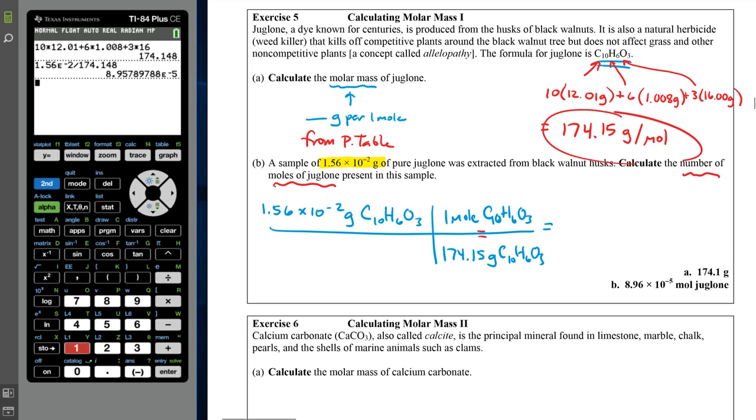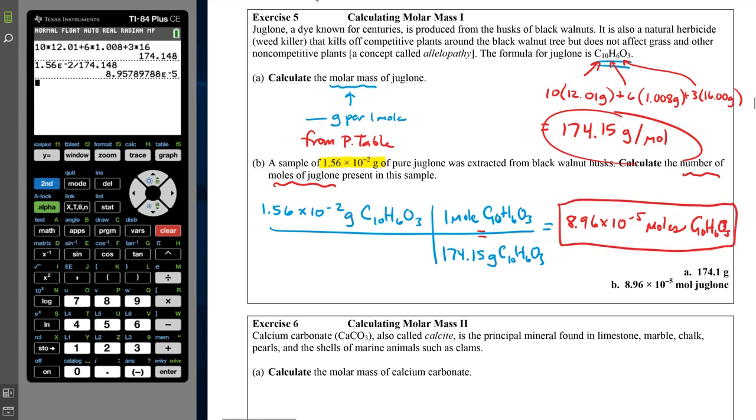Another way to do it, just so you know, this might be something that you already know about your calculator, but another way would have been to use the answer key. But now that I've gone on to another problem, the answer would now be the previous question's answer. I don't want that one. But in any case, the answer that we come up with here, displayed there on the screen, 8.96 times 10 to the negative 5 moles of juglone, C10H6O3. There's our answer in moles. Boom.